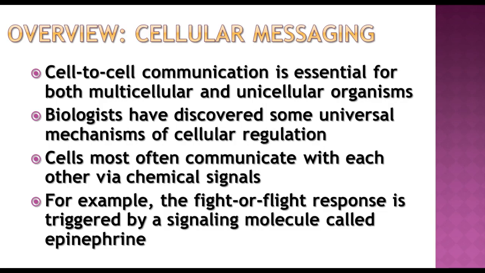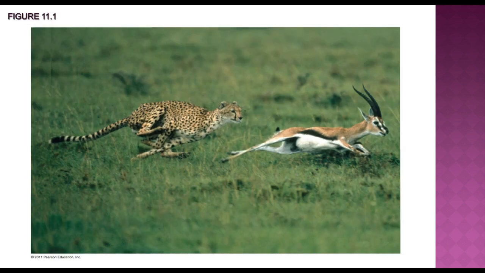Epinephrine is an example of this, the fight or flight response. The epinephrine, the hormone, is a signaling molecule that generates a cascade of responses, as you might see in something like this. The gazelle is going to definitely need all the additional benefits of the response to epinephrine.